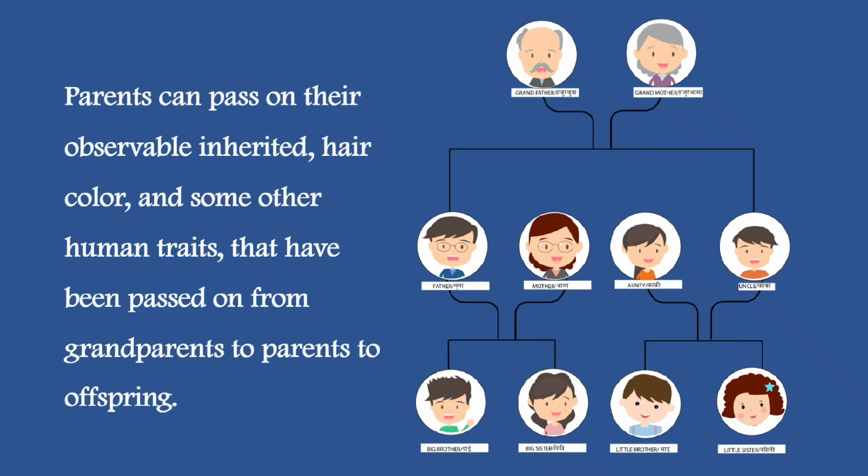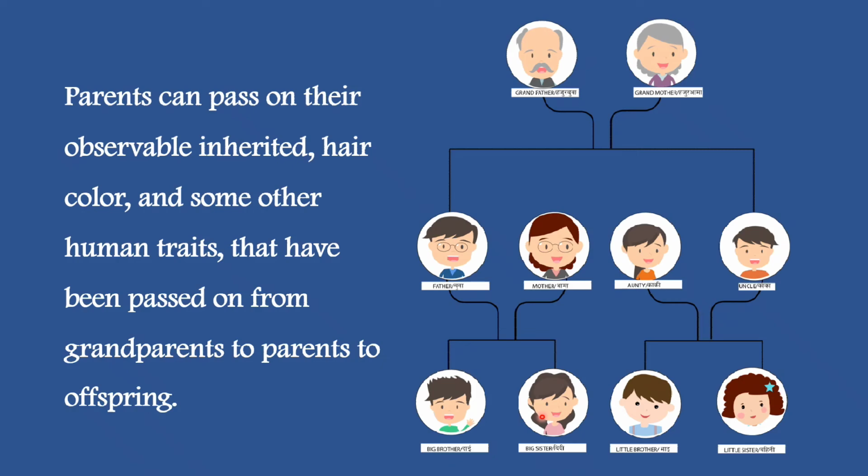Next, parents can pass on their observable inherited traits, like hair color and some other human traits that have been passed from grandparents to parents to offspring. Remember this, you cannot just inherit genes from parents, but you can also inherit some traits from your grandfather, your grandmother, or even your aunt, for example the sister of your mother. So not only from the parents.